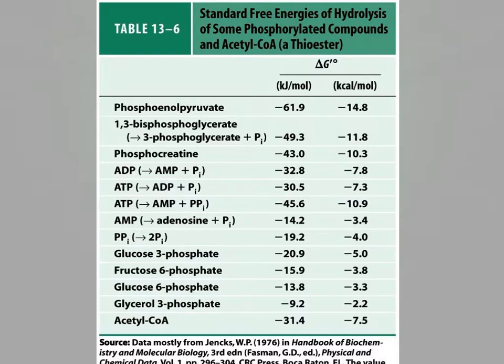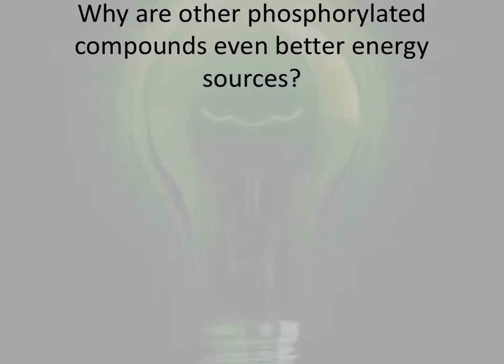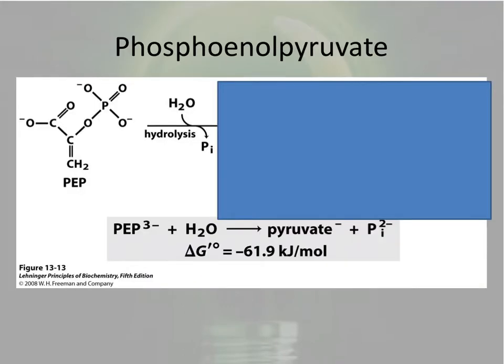All right. So why are other phosphorylated compounds even better energy sources? Do you know? So if we take a look at this one, this is PEP. PEP goes on to form pyruvate when it's hydrolyzed, and it gives off a lot of energy. A lot.